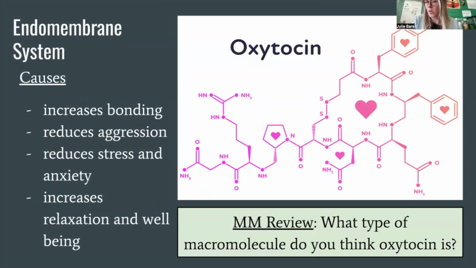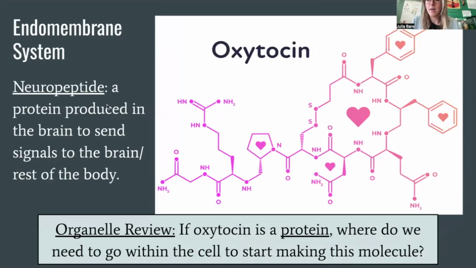So looking at this molecule, this is a quick macromolecules review. Knowing what you know about macromolecules, carbohydrates, lipids, nucleic acids, amino acids, which type of macromolecule do you think oxytocin is? Take a guess. Oxytocin is a peptide.